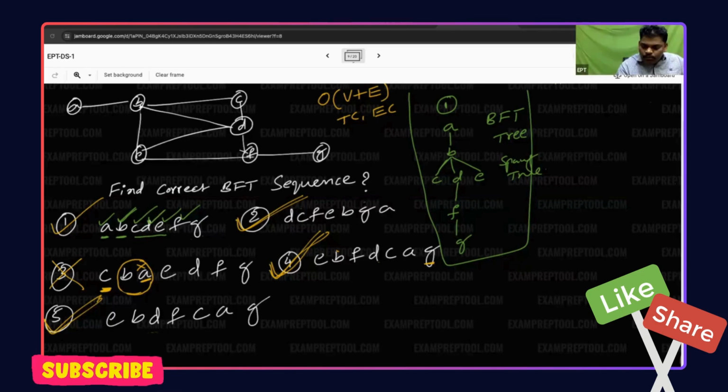Right? If you see the second answer I am writing. So remember, while drawing the diagram, you have to see the sequence also, you have to see the graph also. Both the things you have to take care of. So let's start the second one.